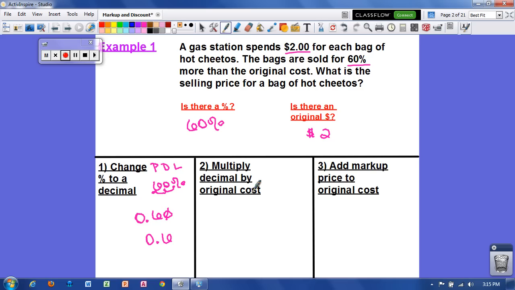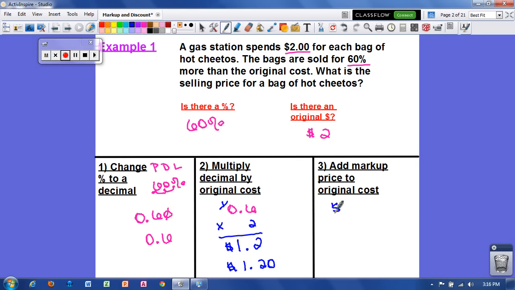Now I want to multiply that decimal by the original cost. So I'm going to take the 0.6 and I want to multiply it times the original cost of 2. 6 times 2 is 12. 0 times 2 is 0. Plus 1 is 1. I have 1 decimal place up here, so I have to have 1 in the answer. So that means the bag would be marked up $1.20.